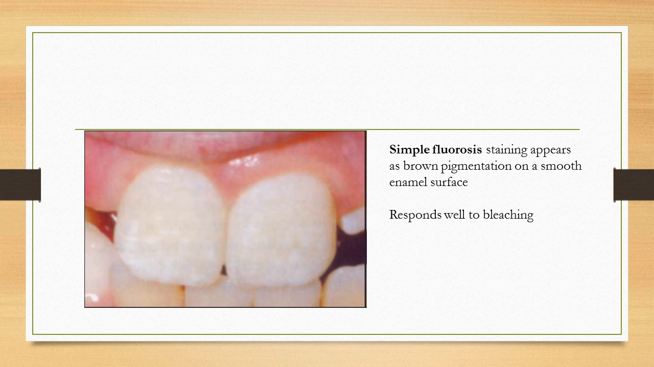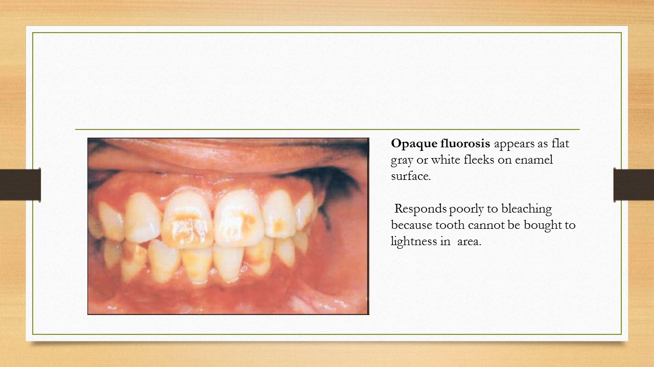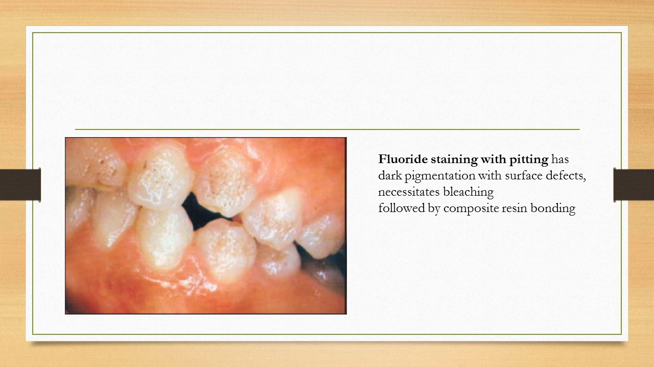Does it have types? Yes, it has a simple type, where the tooth appears brown, pigmented, and the surface is smooth. This responds well to bleaching. The opaque fluorosis, the tooth looks flat, gray, with white flecks on the enamel surface, and responds poorly to bleaching. Sometimes it's too severe, so you can see fluoride staining with pitting, a defect in the enamel formation. So this needs a treatment by composite resin bonding.